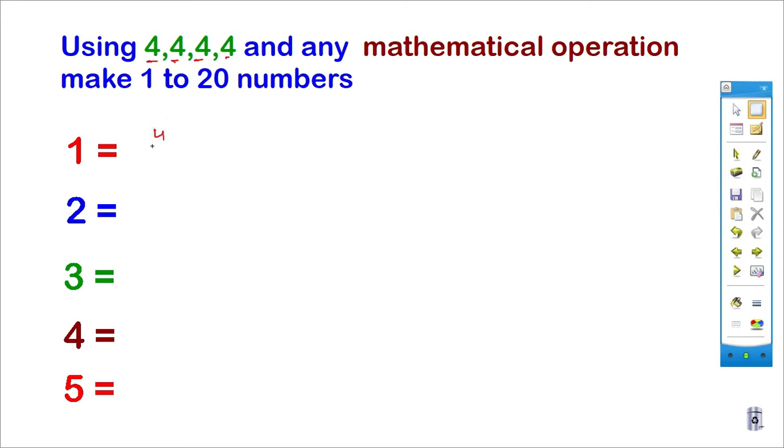If I write 4 upon 4, then plus 4 minus 4, I hope you agree with me. 4 upon 4 is 1, and 1 plus 0 is 1. So this is the first one, for your example, for demonstration purposes.